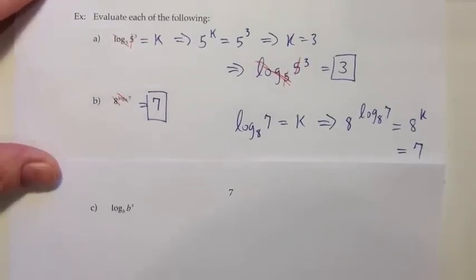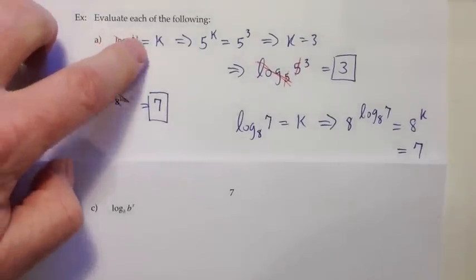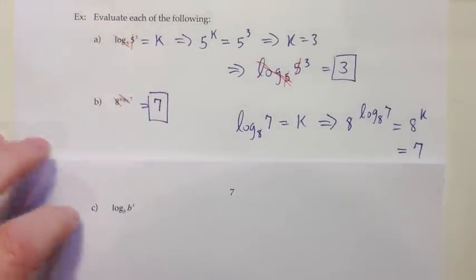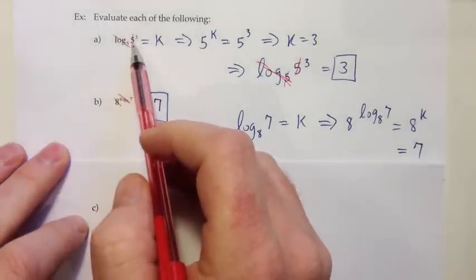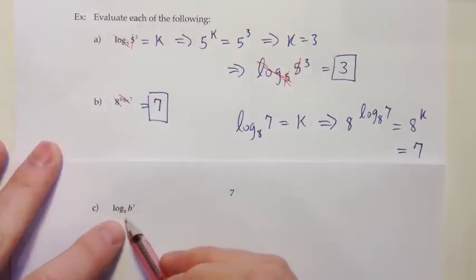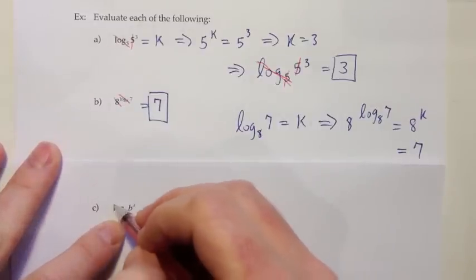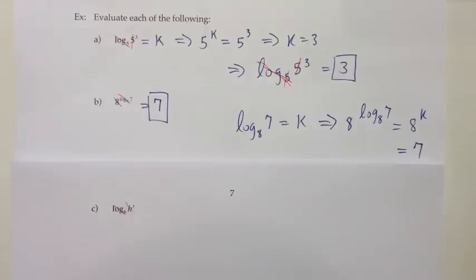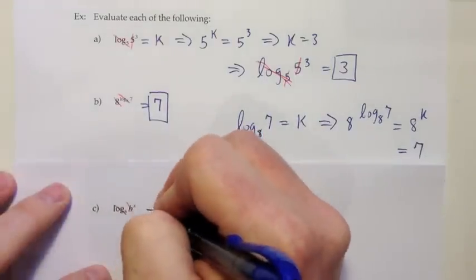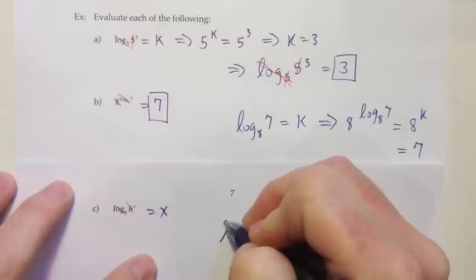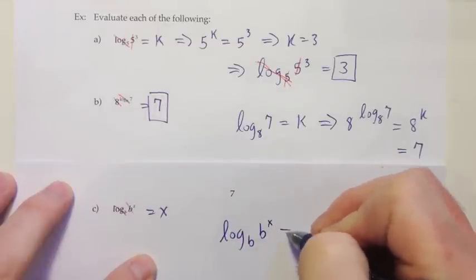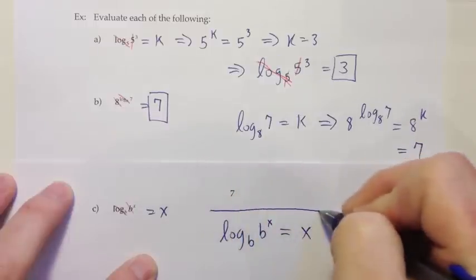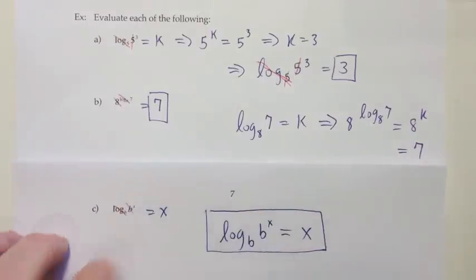When we had the log base 5 of 5 to the third, we got k, and I said that what you could do there is cancel the log base 5 with the base of 5 and just get the exponent. So the same thing happens here. The log base b and the b cancel, and we just get x. So let me go ahead and write that again. It's something that we want to remember. The log base b of b to the x is just x. And again, the reason that happens is because those two are inverse functions of each other.